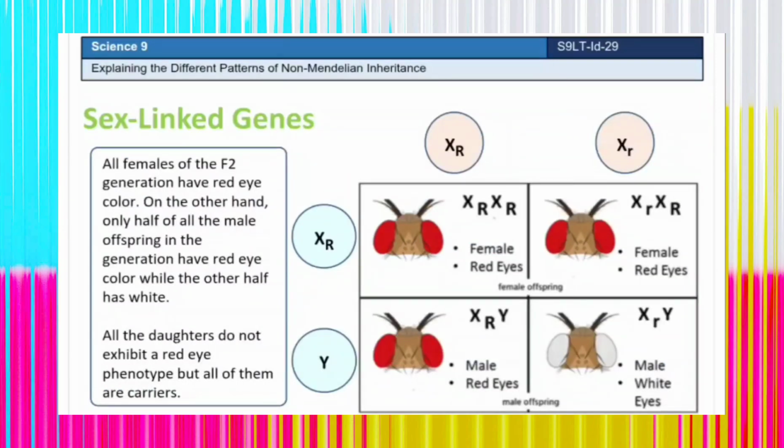The Punnett square shows the result of a cross between the two fruit flies from an F1 generation. Notice that all females of the F2 generation have red eyes. On the other hand, only half of all the male offspring in the generation have red eyes, while the other half has white. All the daughters do not exhibit a white eye phenotype, but half of them are carriers of the recessive gene.